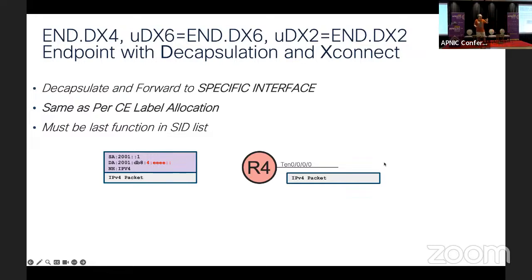Does it remind you anything from MPLS world? Any click? Is there some equivalent in MPLS? Yeah, there is. There is basically, if you do per CE label allocation or per prefix label allocation, it's exactly the same behavior, right? So it's exactly the same behavior. You just do the lookup on the label and send it to the specific interface. Same here. You will just do the lookup on the SID, and if it matches the DX4 function, you will send it to the specific interface.